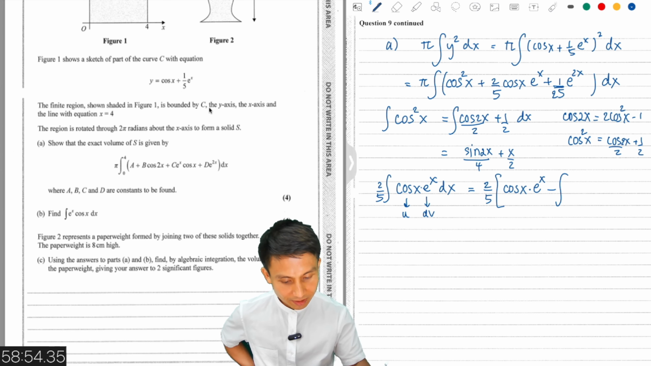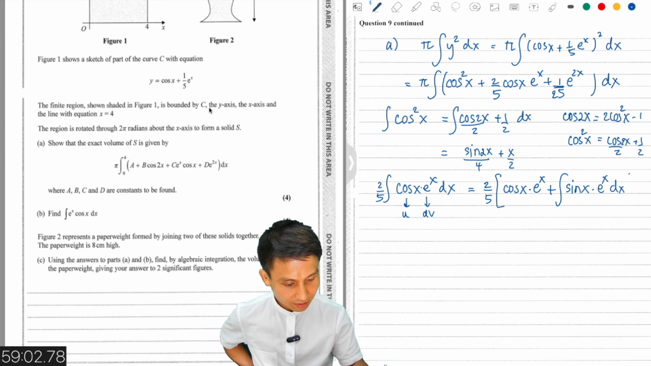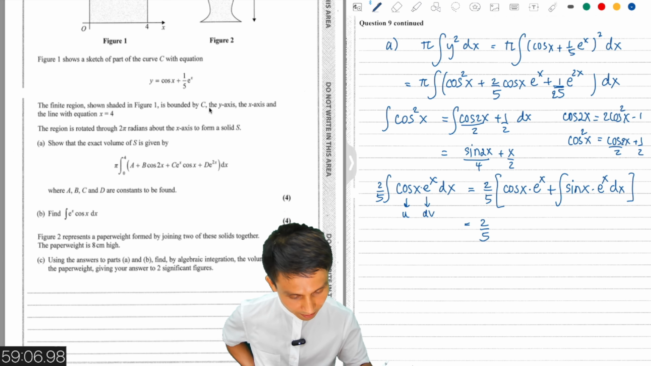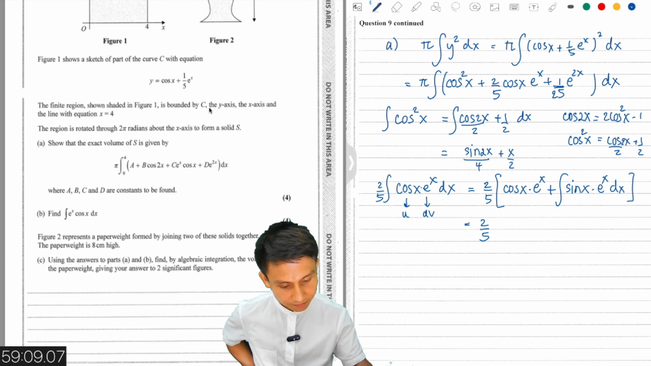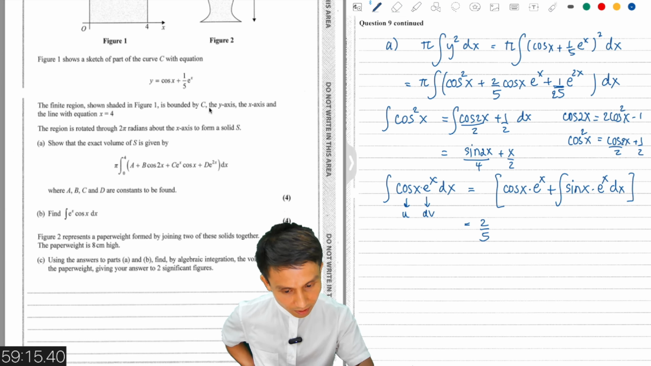So du is differentiating cos. We get a minus sign, so I'm going to change that to a plus sine x, and v, which is still e to the x dx. Okay, so that's the first step. Now, I'm going to take the 2 over 5 away first.